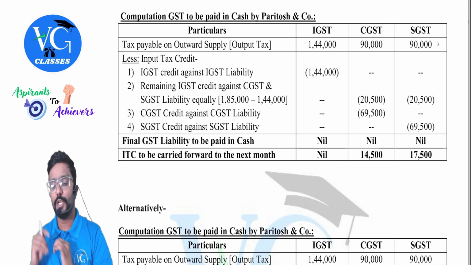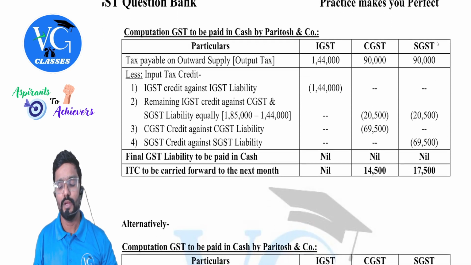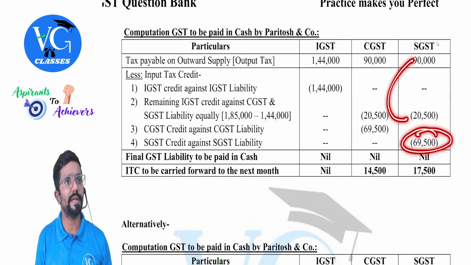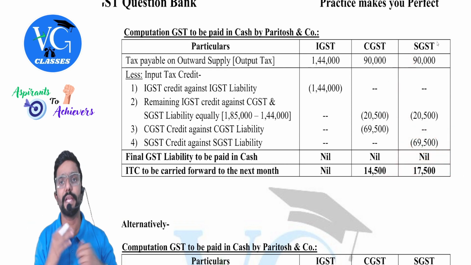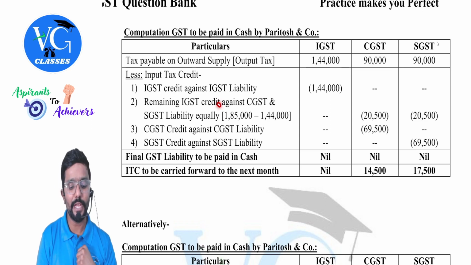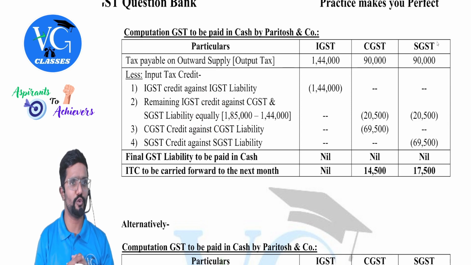Coming to SGST. How much credit do I have? 87,000. Sir, after deducting this, 90,000 minus 20,500, we will be left with only 69,500. So 87,000 minus 69,500, the remaining I will carry forward to next month. Is that clear? Yes. Sir, here you did equally, no sir. Is it mandatory to do like that? No. We have other options also.